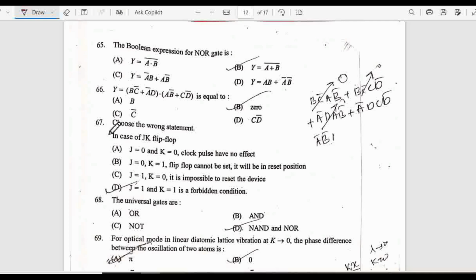Hello, welcome friends. Let's start from question number 66, because in our previous lecture we completed up to question number 65. As you see, question 66 comes from Boolean algebra. How can you solve this? It is an easy question.